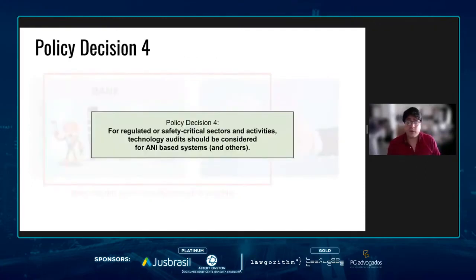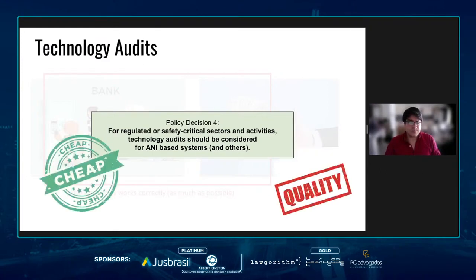So the fourth policy decision that we looked at was for regulated and safety critical sectors and activities, technology audits need to be considered, especially if they're AI, artificial neural intelligence-based systems. Now, the issue with technology audits is you'll find all types of different auditors out there, those who do a great job, high quality, and they may be quite onerous in terms of costs, and those who do perhaps not such a good job and are not so thorough, and they'll be cheaper. And as a national regulator, wanting to assure that these sector-based software implementations are fit for purpose, we need to assure some level of assurance in regards to the levels and qualities.